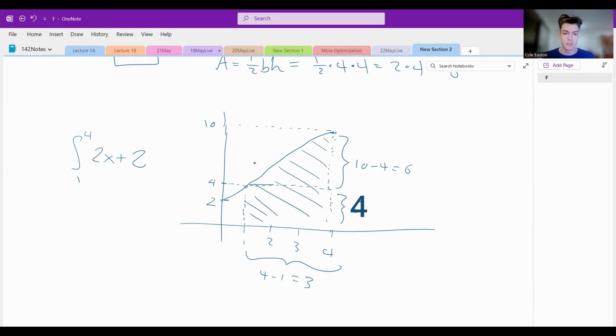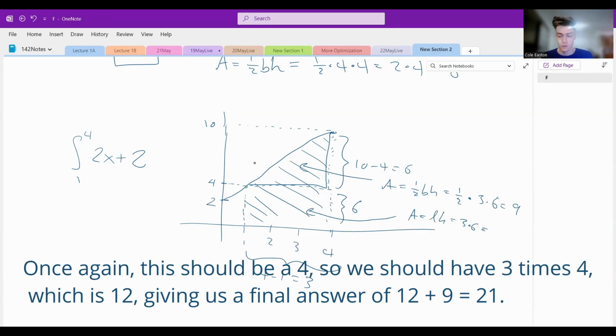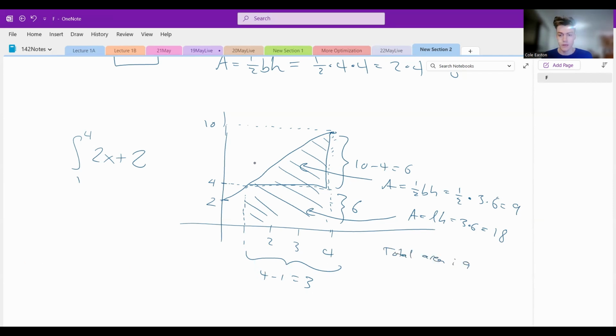So if we think about just the area of this triangle here, then the area is going to be 1/2 base times height. That's going to be 1/2 times the base is 3 times the height, which is 6. And so that's going to give us 1/2 times 18, which is 9. And then down in this rectangle, we have the area is length times height, which is 3 times 6, which is 18. And so the total area is going to be 9 plus 18, which is 27.